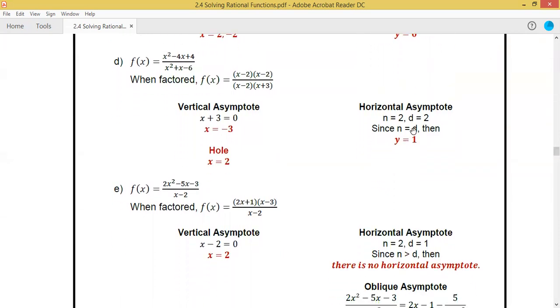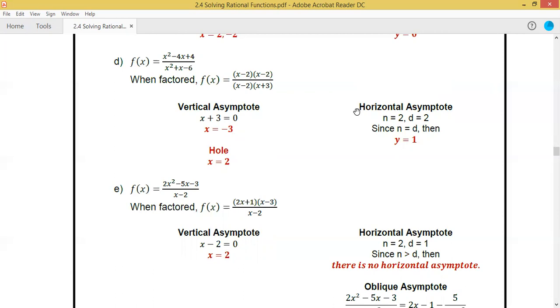Let's have example D. For the vertical asymptote, we equate our denominator to 0. But if we simplify this expression, the 2x minus 2 will be cancelled. So x equals 2 is considered as the hole. What's left? X plus 3 is equal to 0. So x is equal to -3.